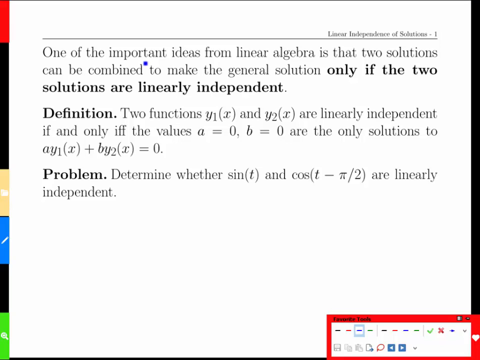When we've talked about building general solutions, where we take one solution, y1, another solution, y2, and build the general solution by making some linear combination of those two things, there's an important idea from linear algebra we need to bring back. If you haven't seen it before, we're going to briefly introduce it here. But the idea is somehow that y1 and y2 are fundamentally different. They're not the same thing in disguise.